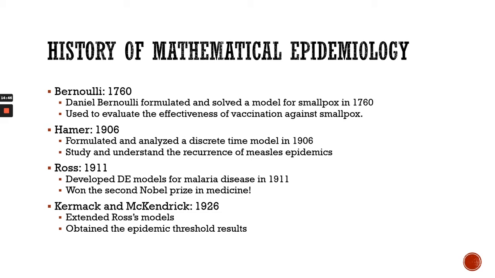So, actually, daghan na nagbuhat aning the mathematical epidemiology way back in 1760 by Bernoulli. So, gibuhat ni Bernoulli is he formulated and solved a model for smallpox. Smallpox is a very deadly po siya disease. Especially sa una, wala pa vaccine, wala pa cure. It's a deadly disease and a highly communicable disease. And in his work, he used to evaluate the effectiveness of vaccination against smallpox.